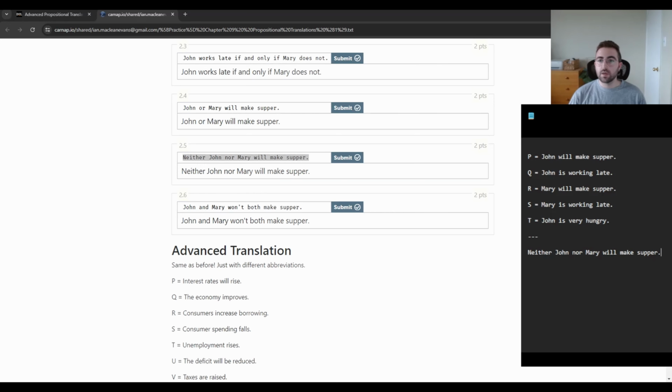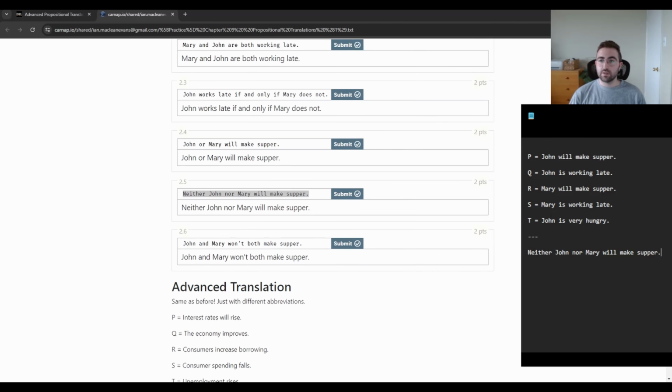Okay. So in this case, we're considering this sentence. Neither John nor Mary will make supper. What is this saying? It's saying both that John won't make supper and that Mary won't make supper, right? It's saying neither of them will.